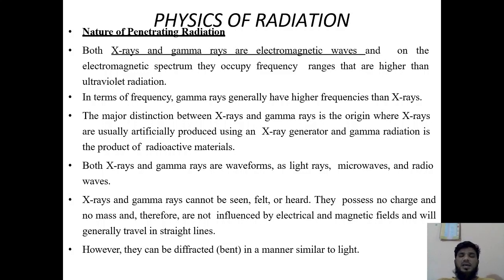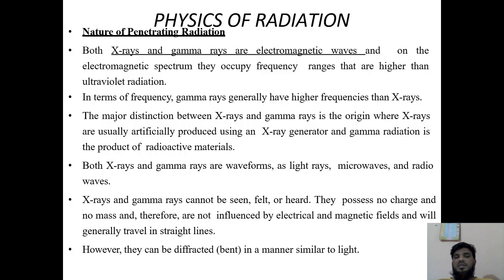All the light sources are electromagnetic radiations. The electromagnetic spectrum occupies a frequency range higher than ultraviolet rays. With respect to frequencies, it will occupy higher frequencies compared to that of ultraviolet radiation. In terms of frequency, gamma rays generally have higher frequency compared to that of X-rays.